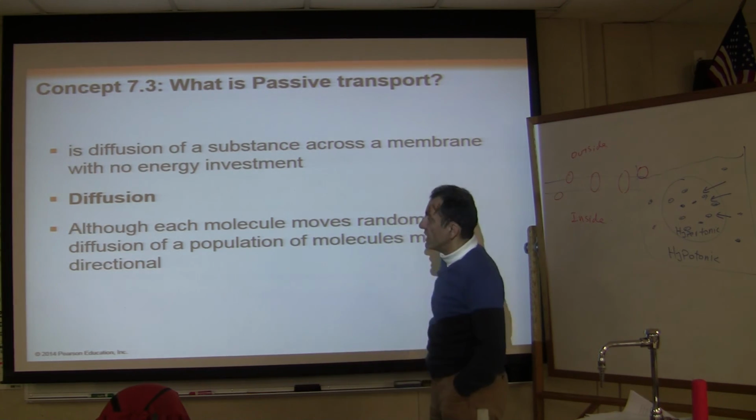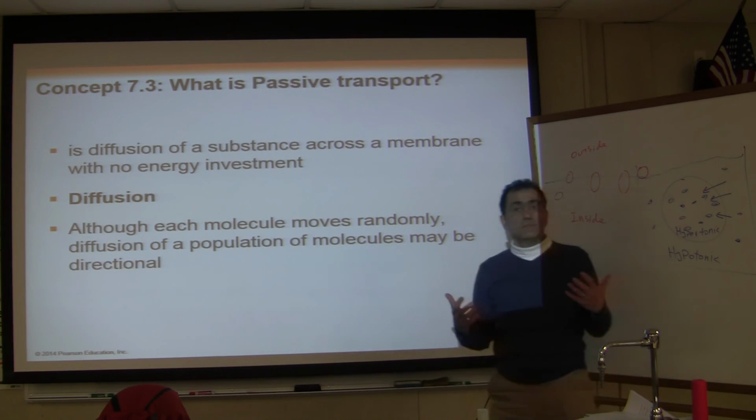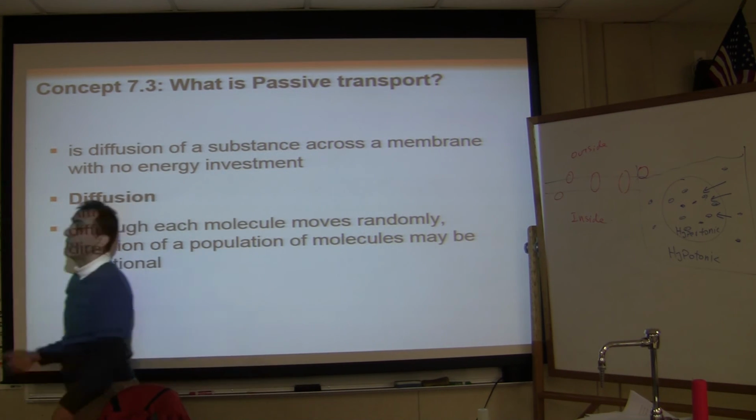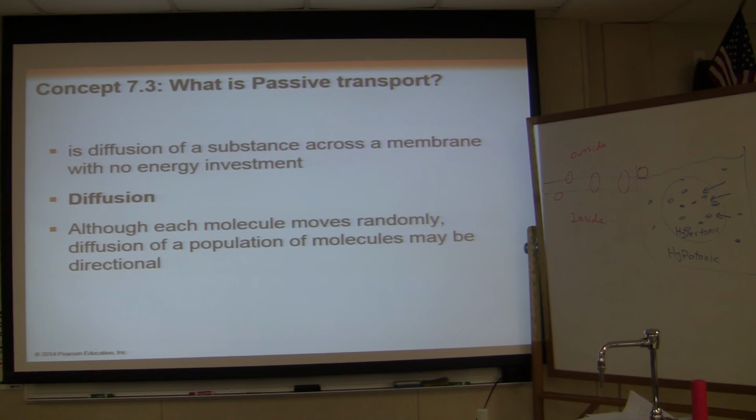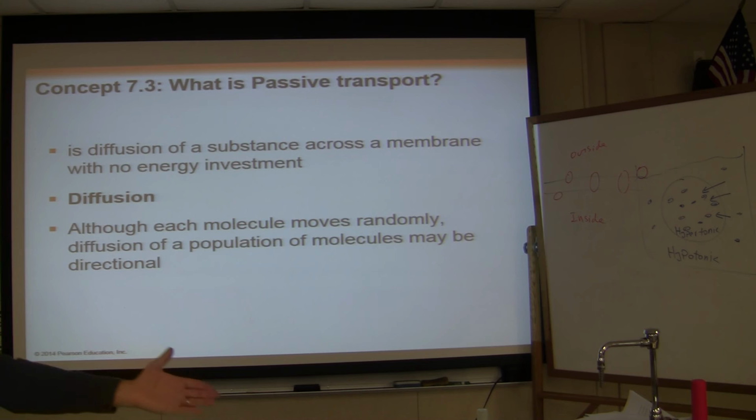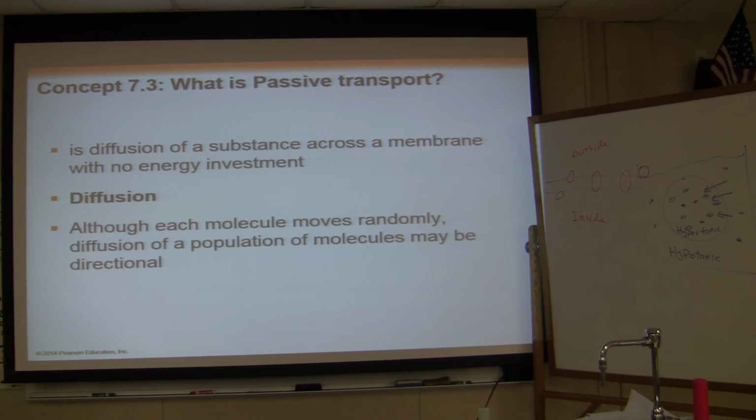As for diffusion, my definition might be different than your textbook, but you must go with my definition. Diffusion is movement of molecules, any molecule. I'm not saying water, I'm not saying gas, I'm saying any molecule. Movement of molecules from high concentration to low concentration is called diffusion. Although each molecule moves randomly, diffusion of a population of molecules may be directional. Usually it is directional. Molecules move from high concentration to low concentration.